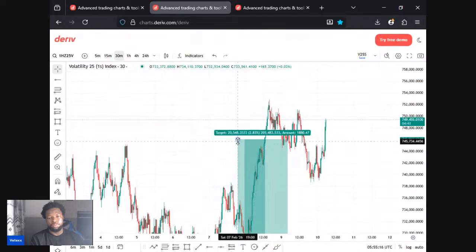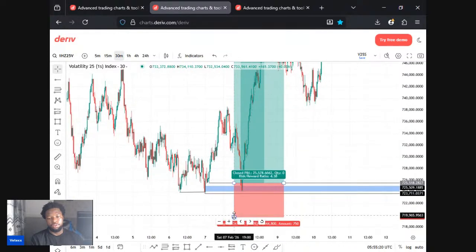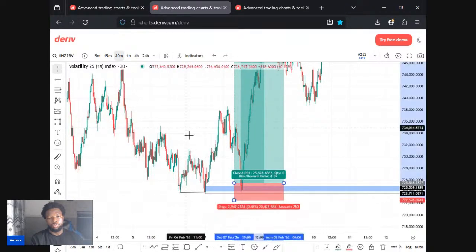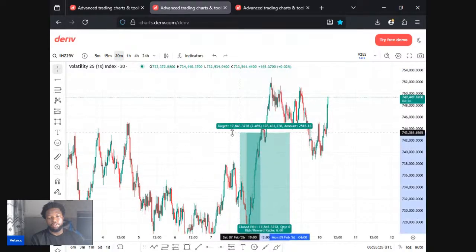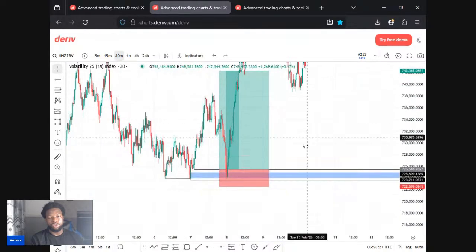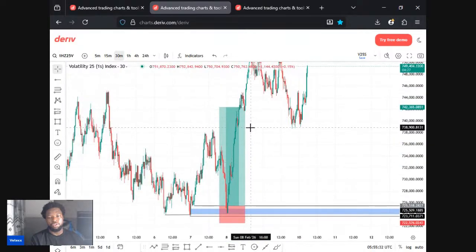So this is where price bought up. But if I'm in the trade, I will close somewhere around here for reasons best known to me. And then you're anticipating more continuation to the upside. Look at this beautiful sell, look at this beautiful buy.